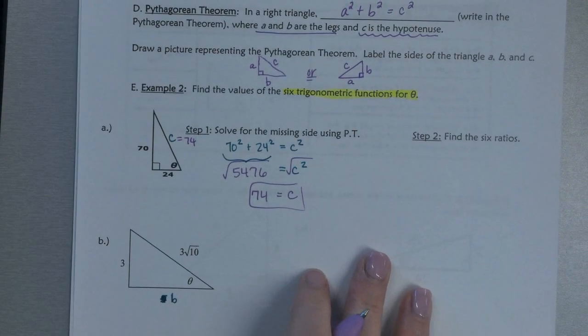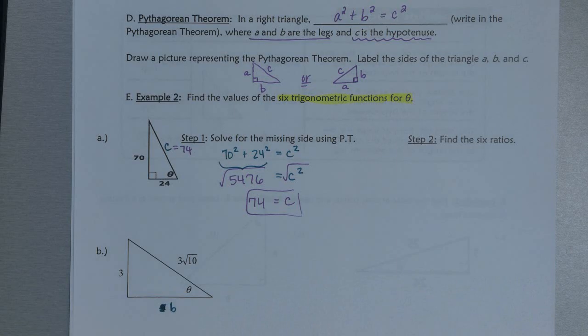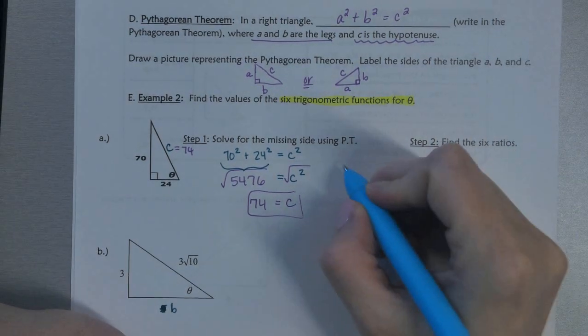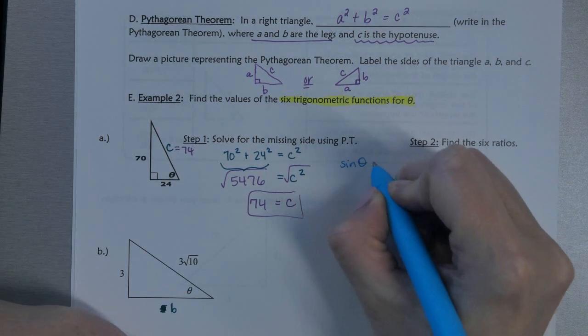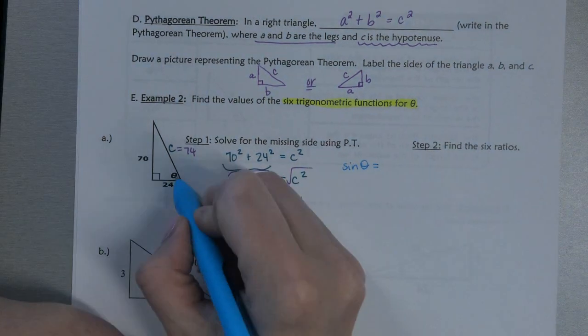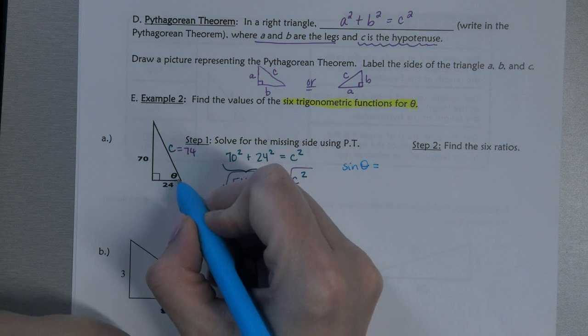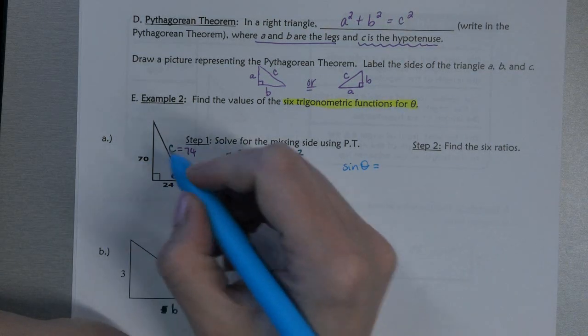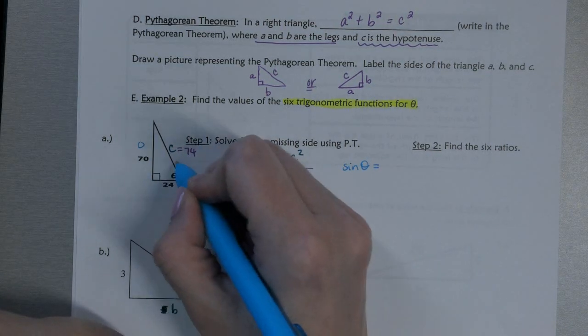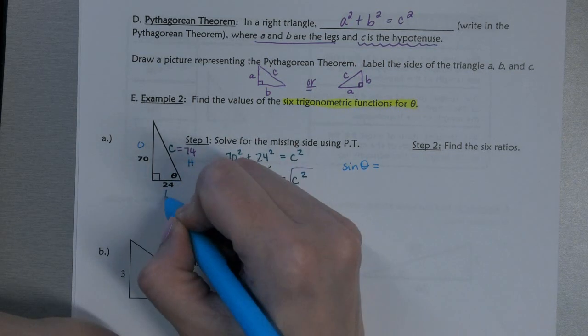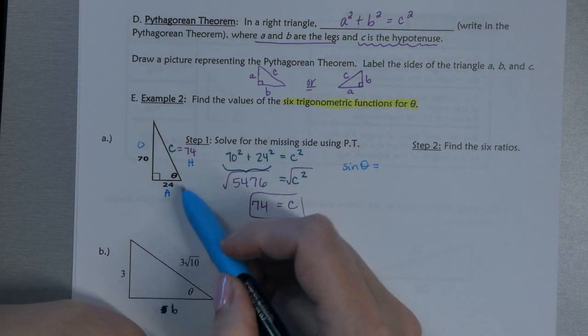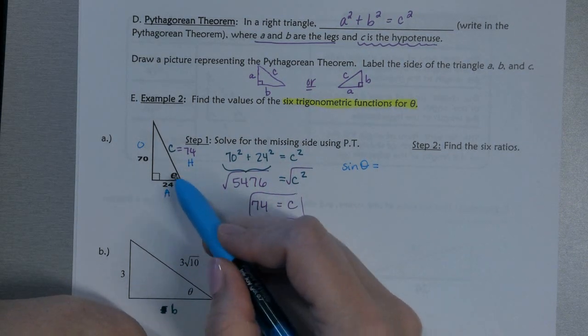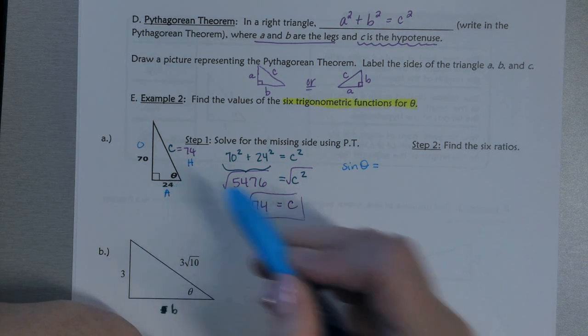Okay, now we are ready to find our ratios. So we're going to start with the sine. Okay, so your sine of theta. Theta is right here, so I'm going to label mine the opposite. This one is the hypotenuse, and this one is the adjacent. Remember, the hypotenuse and the adjacent side always should make the angle that you're using.